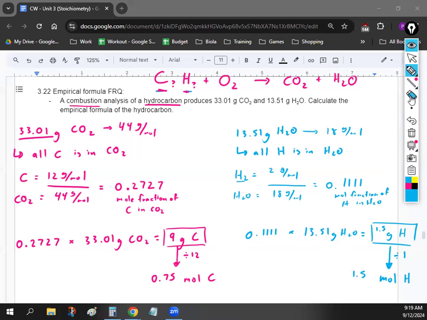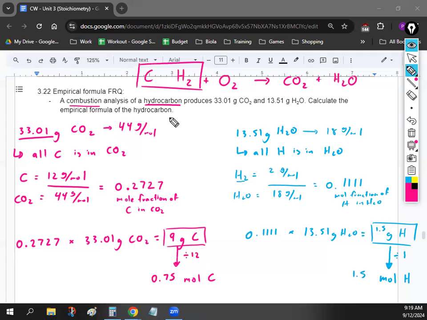All right, so now we are finally ready to figure out what the empirical formula of this hydrocarbon is. So we have C 0.75 and H 1.5. Okay, well, we can't have decimals for our empirical or for our chemical formulas, so we just divide by the smallest number. 0.75 is smaller than 1.5, so you divide both numbers by 0.75. That's going to give you C1H2. And that is the empirical formula of your hydrocarbon.